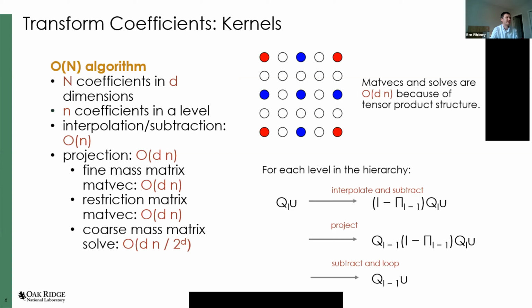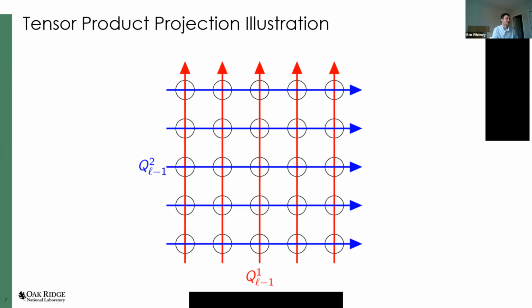Mathematically, what is needed are a bunch of matrix vector products and also solving linear systems. We don't need to form any of these matrices in memory. They're all matrix-free operations. And so if we can get each of these kernels fast, it should be an order n operation.